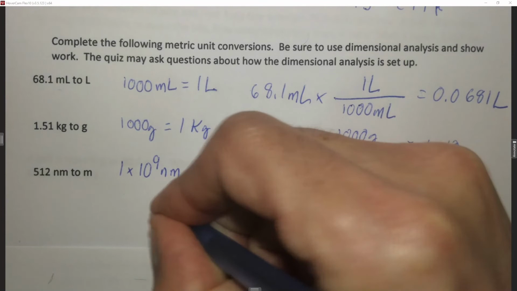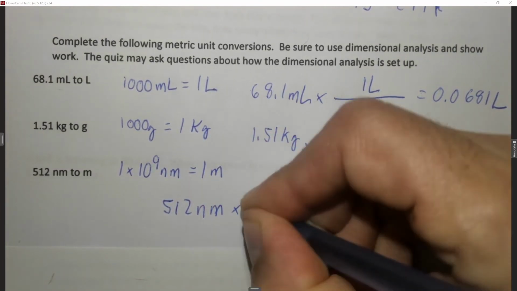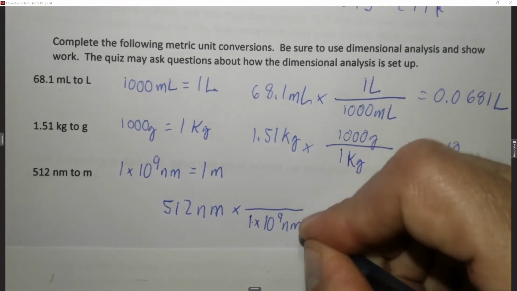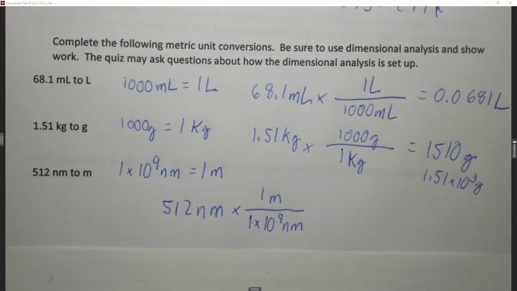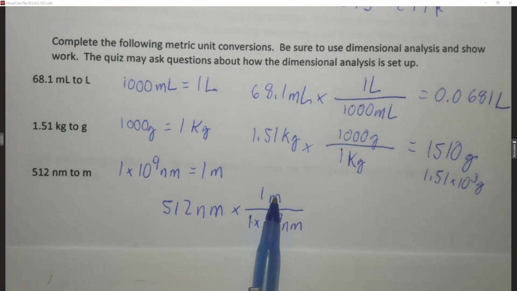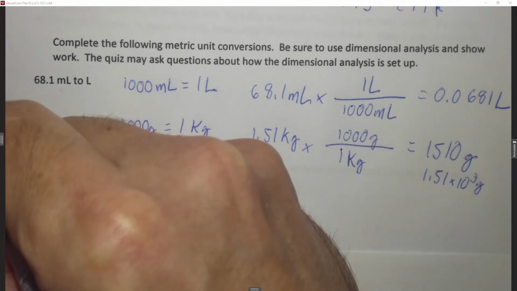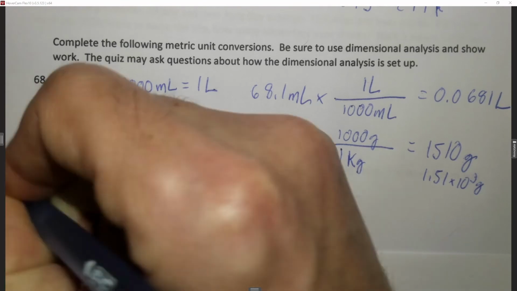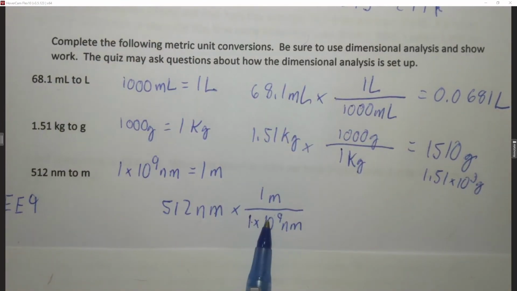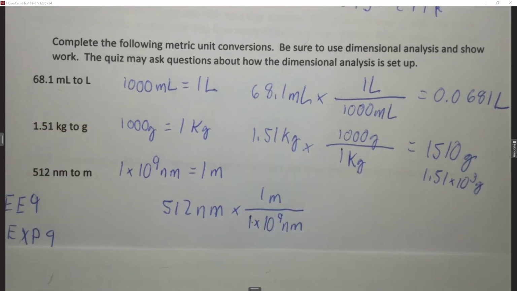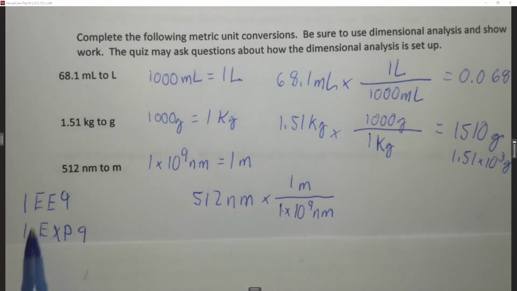So if we start with our 512 nanometers times, we want nanometers to cancel out, so we put 1 times 10 to the 9 nanometers on the bottom, and we put the 1 meter on the top. Now it's really important because we're going to basically multiply by 1, which we don't need to do, and then we're going to divide by 1 times 10 to the 9 in the calculator. If you're using a Texas Instruments calculator, you would type in 1EE9 for this number. Okay, if you're using a Casio calculator, you would type in 1EXP9.